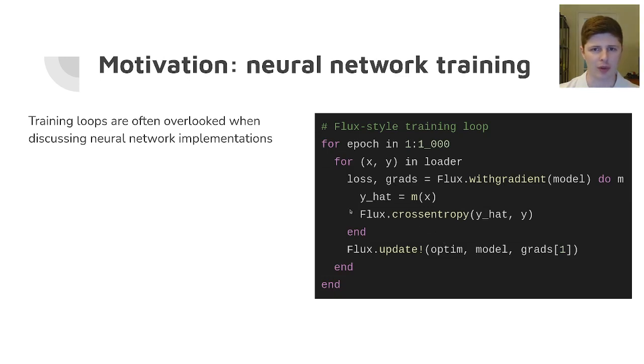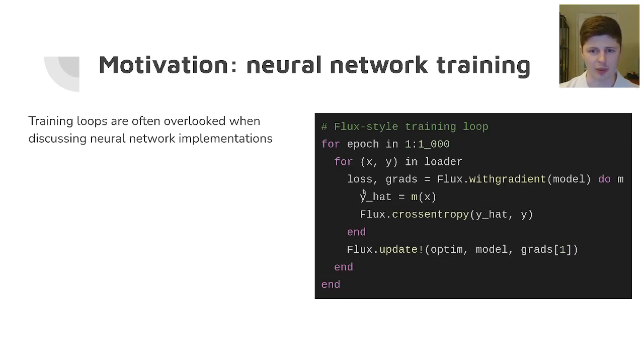So first, some motivation. Neural network training. So training loops, I would argue, are often overlooked when you're discussing neural network implementations, and perhaps rightly so. There's sort of just a loop. You think, oh, that's trivial, it's no problem, I just implement that real quick and I'm off and going.